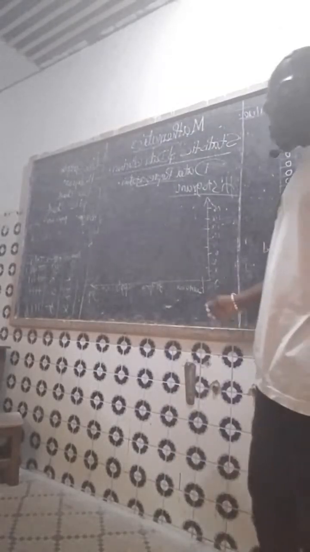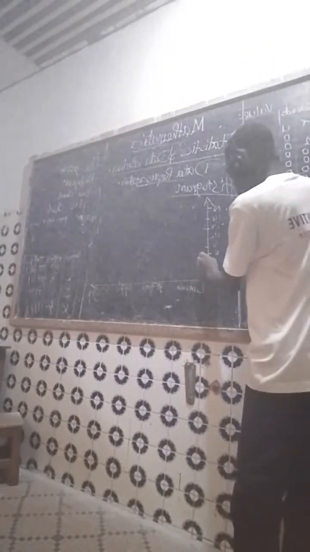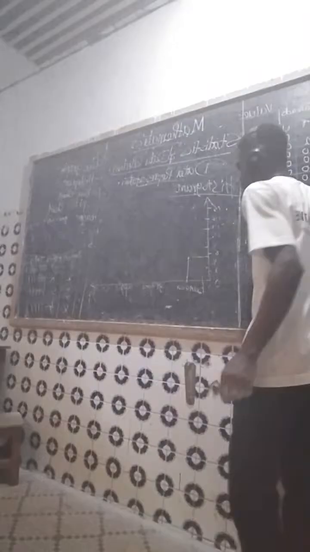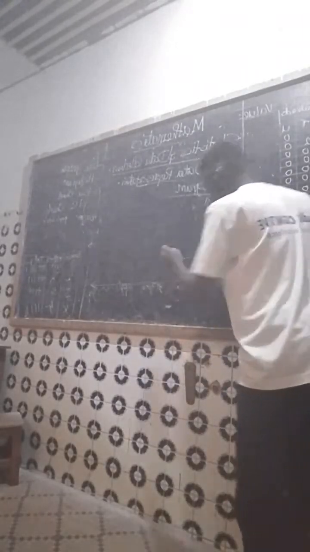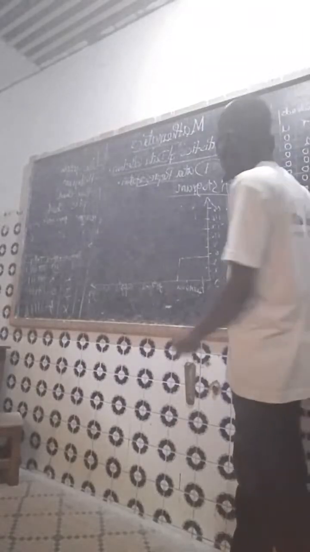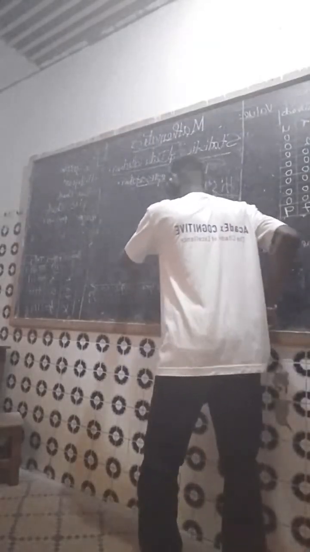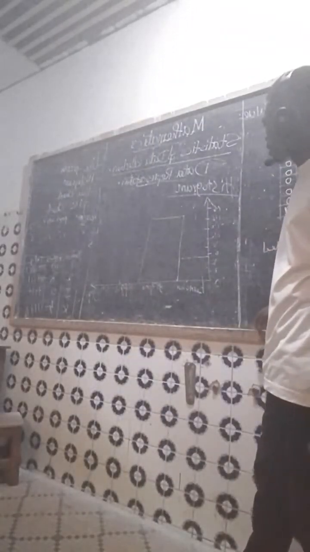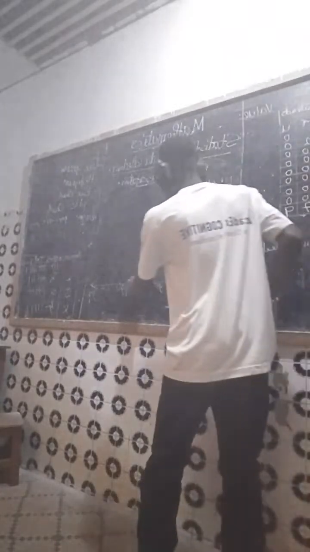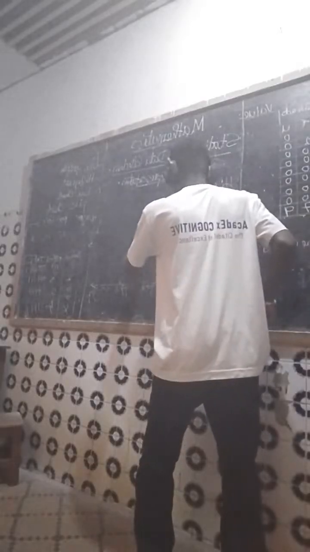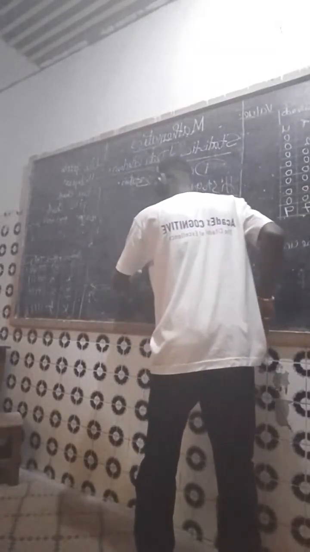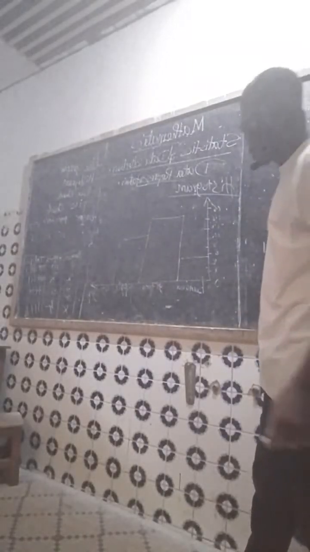Now, banana, how many? 5. 5 will be here, where banana is. Grapes, how many? 15, so I'll take it up to 15. Apple, how many? 12. So 12 is here. You always use a ruler. Mango, how many? 6. So 6 is here. This is a histogram.